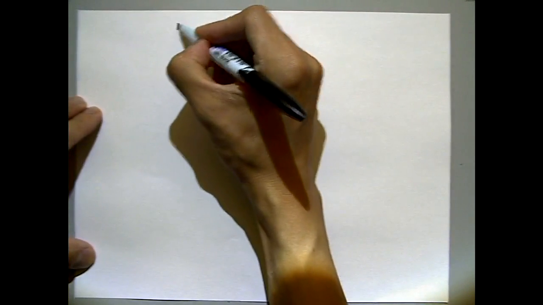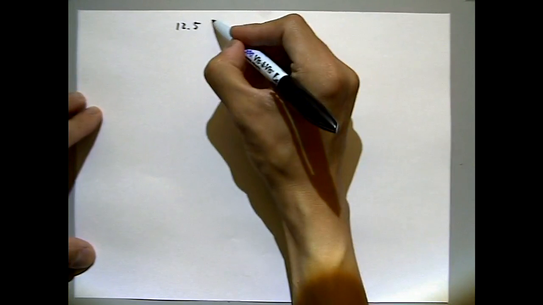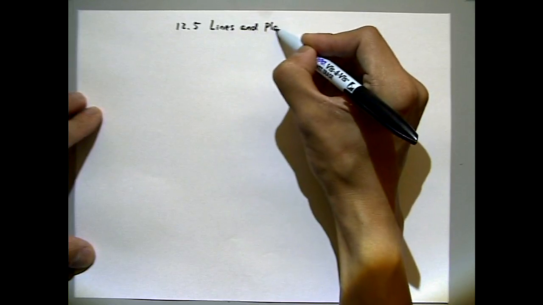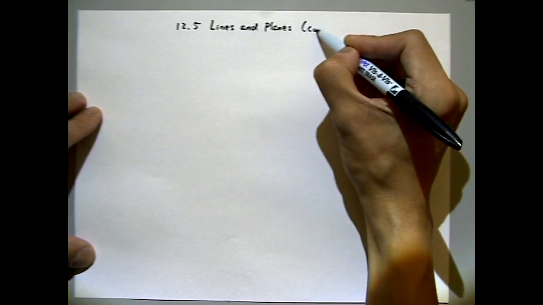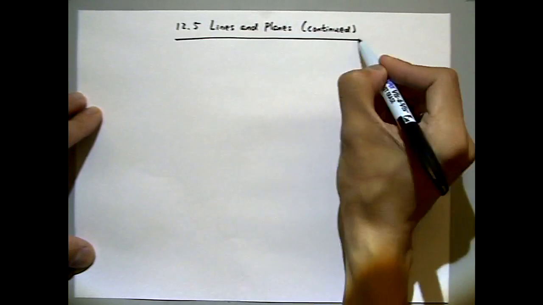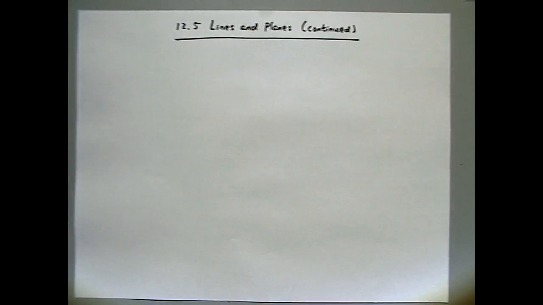All right, so today we're going to look at the second part of the section on lines and planes, and then start the next section. So this is 12.5 to start, still on lines and planes. And we're going to be doing a few more interesting examples involving lines and planes. And to start, let's do a very quick review of what the equations of lines and planes are.